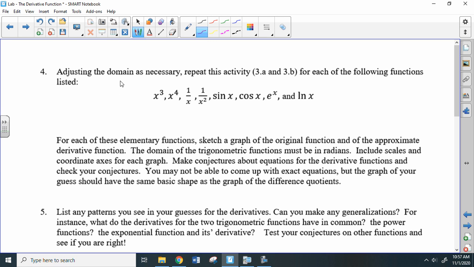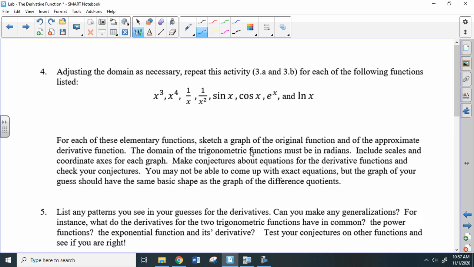And then when you get to number 4, you're going to be doing the exact same thing, but you're going to repeat that activity for x cubed, x to the 4th, 1 over x squared, sine of x, cosine of x, e to the x, and ln of x. Okay, so that's quite a few sketches you're going to be doing on your own paper. So you're going to sketch the original, and then you're going to sketch the graph of the derivative that the calculator gives you. Keep in mind when you do the trig functions, make sure that you're in radian mode.